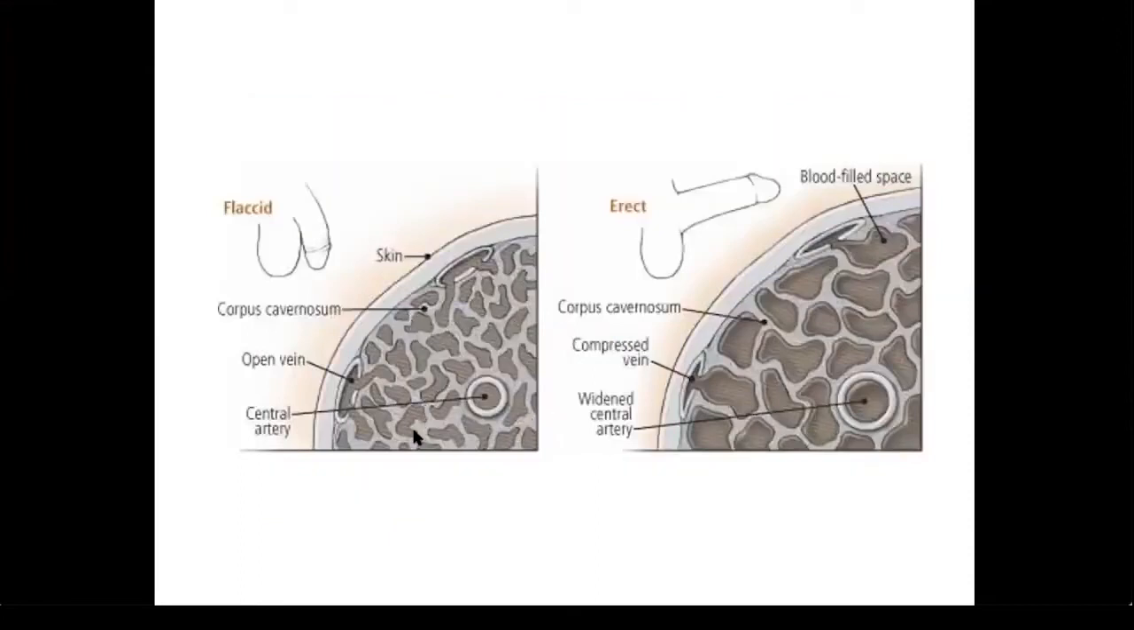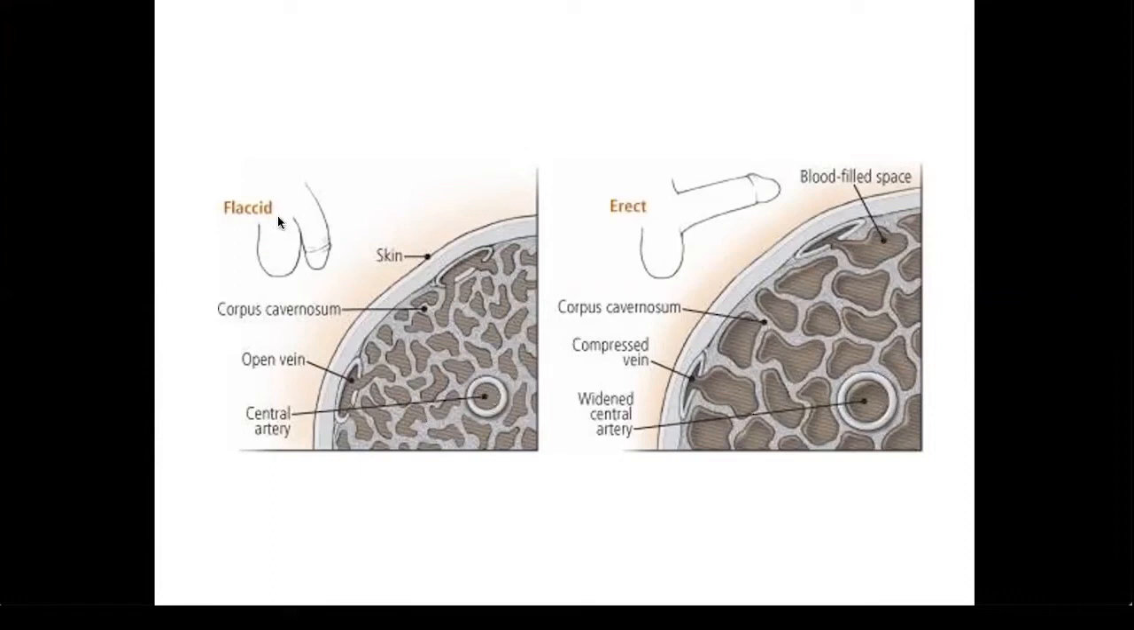This is an illustration of the corpus cavernosum. Remember that the corpora cavernosa are the erectile tissue columns primarily involved in erection. The lighter gray structures are the trabeculae, and the darker gray structures are the lacunae. These are veins that drain the erectile tissue, and this is the central artery that feeds the erectile tissue.